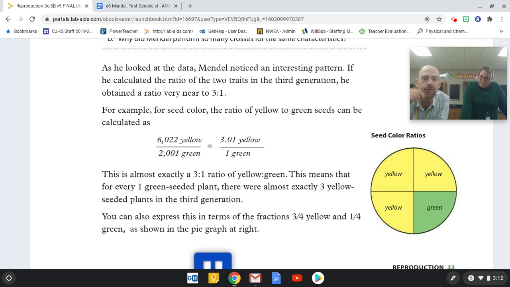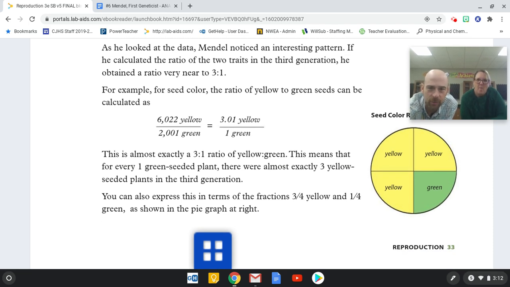This means that for every 1 green-seeded plant, there were almost exactly 3 yellow-seeded plants in the third generation, and you can see that with the graph right here. You can also express this in terms of fractions. 3/4 were yellow, 1/4 were green, as shown in the pie graph at the right. Where have you seen these exact same ratios before?